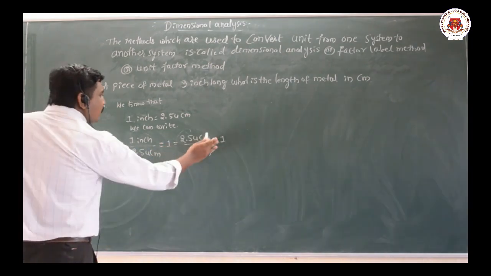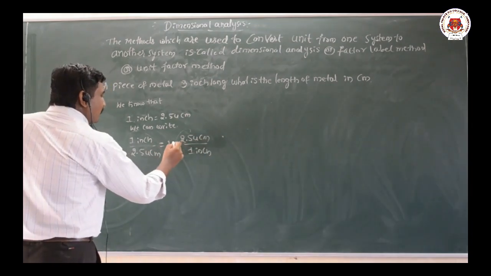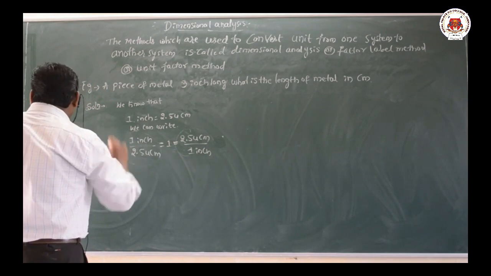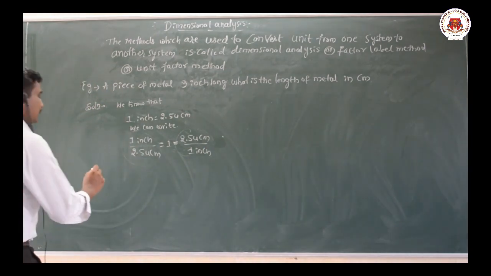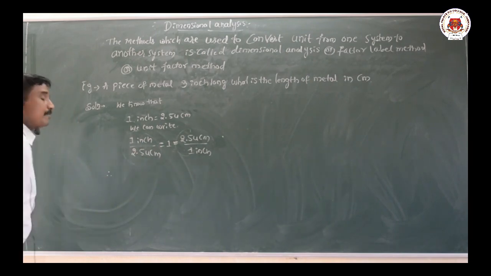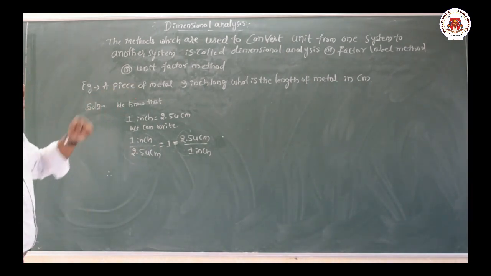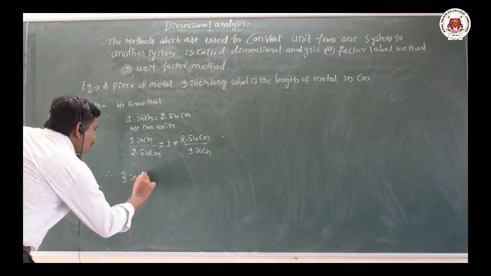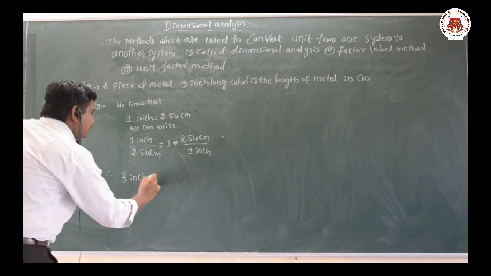And also that is equal to 2.54 centimeter divided by 1 inch, equal to also what here? 1. Now these two factors are called what here? Unit factor. You have to multiply the 3 inch, they are given. So 3 inch with this unit factor, that is what here?